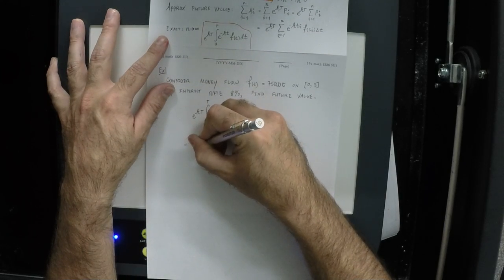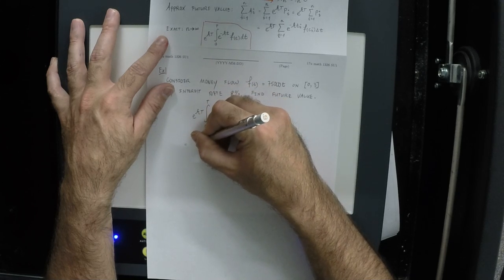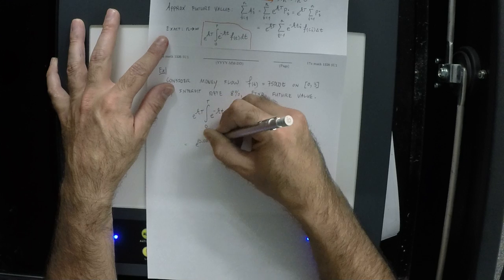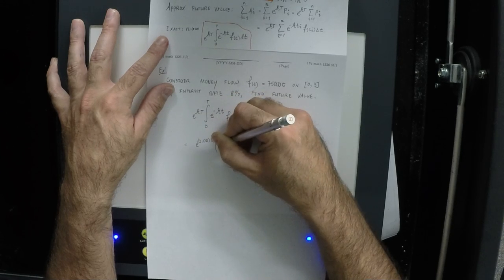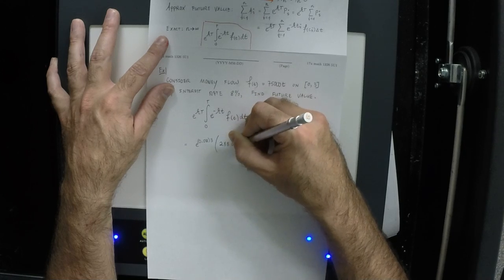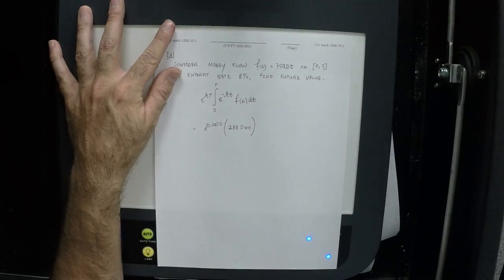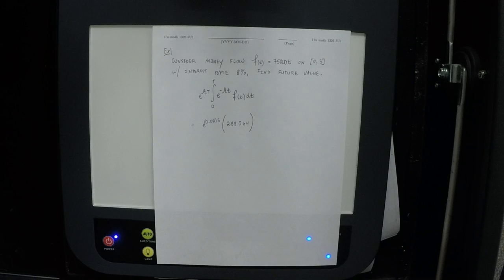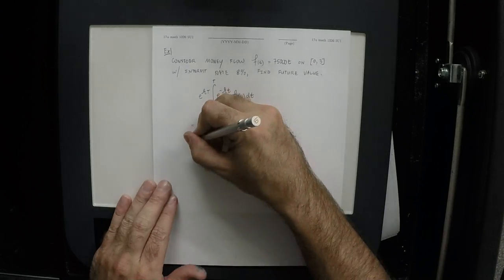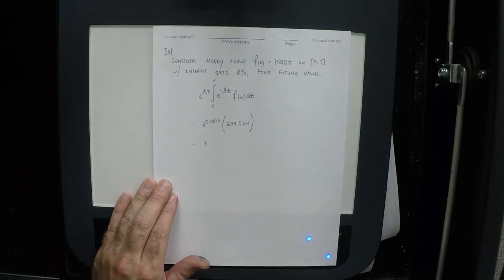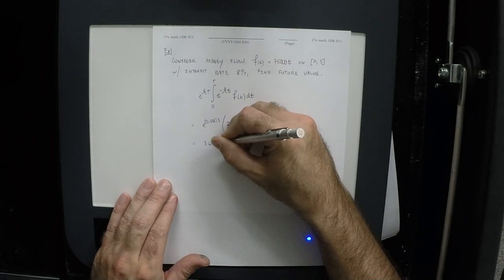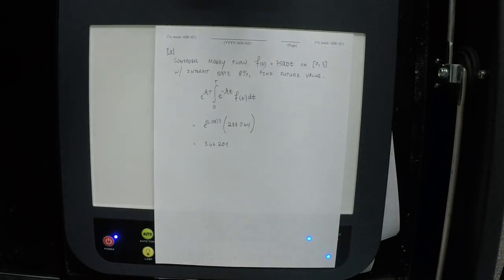So then it will be exponential 0.08 times 3, and then multiplied by that number we found, 288,064. So that's a job for a calculator. And my calculator is telling me 366,201. Round it to the nearest dollar.